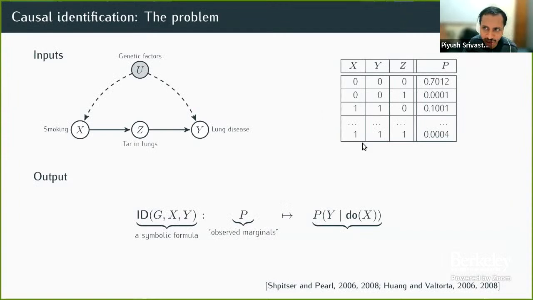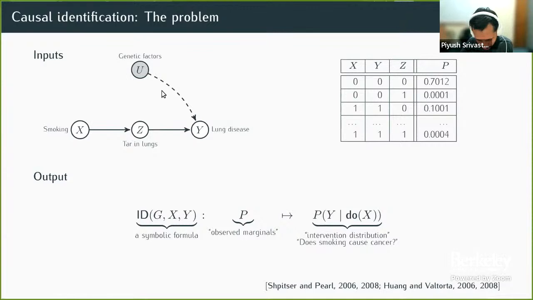This problem was studied for a long time: when it can be done, when it cannot be done. The goal is that you're given the graph, you know the locations of the hidden factors, but you don't measure them. What you want is an algorithm which will take the graph, the set of nodes X on which you want to perform the intervention, and the set of nodes Y on which you want to see the response. These need not be single nodes; there might be sets of nodes. And this algorithm should output a symbolic formula, which takes as input the observed marginals and outputs the intervention distribution, which corresponds to removing all the incoming edges into the intervention variables.